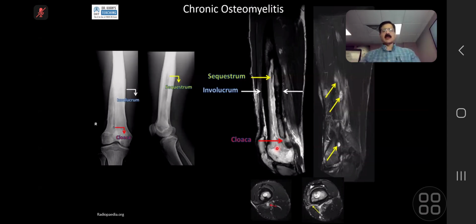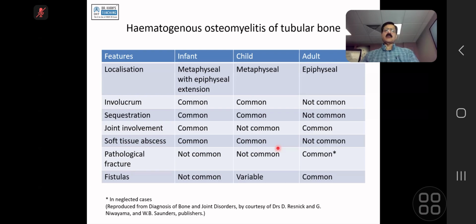One key point to remember is the pattern of hematogenous osteomyelitis of tubular bone. The key point to remember, you can take a screenshot of this one, is that in infants and adults, there is something common. What is common? Usually in infants, there is metaphyseal osteomyelitis, which extends to the epiphysis. So joint involvement is common. Similarly, in adults, the infection is epiphyseal, and that's why joint involvement is common.